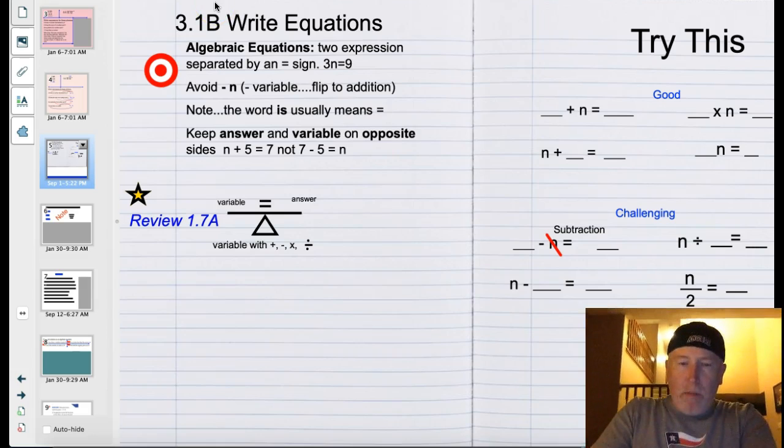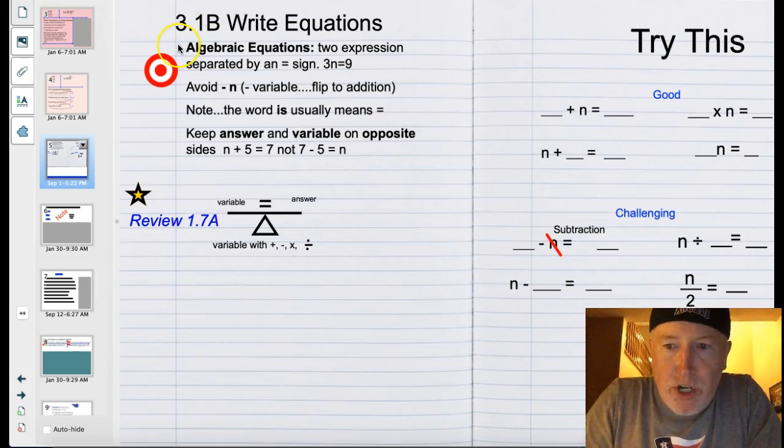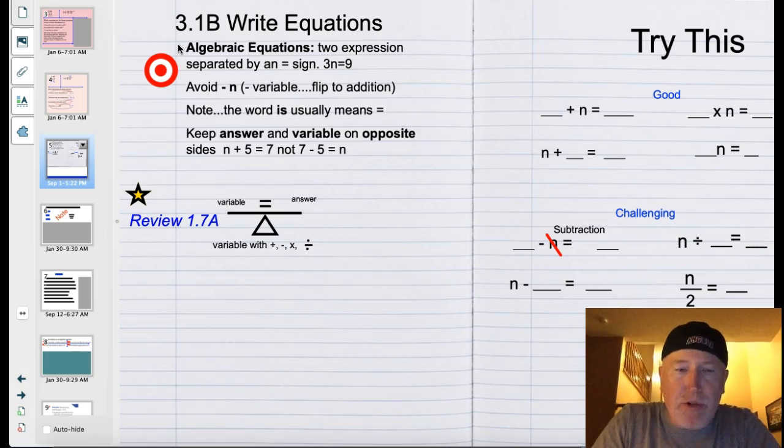Hey folks, welcome back to the instructional portion of the video. Hopefully you got your pause problems, your ticket to the show taken care of. So let's go over some things from the video and also from yesterday's lesson, writing algebraic expressions. Remember, an equation is two expressions, like 3n and 9, which are both expressions, separated by an equal sign. So that's an algebraic equation.